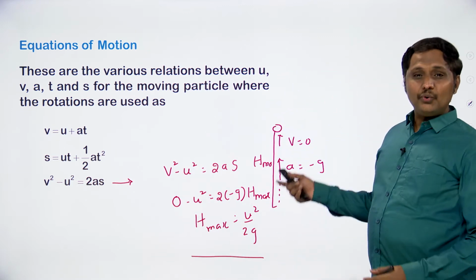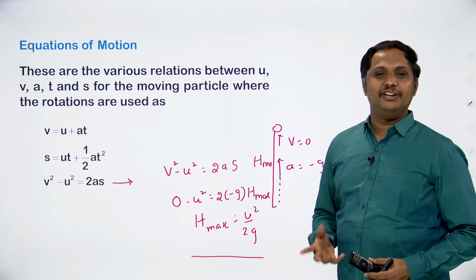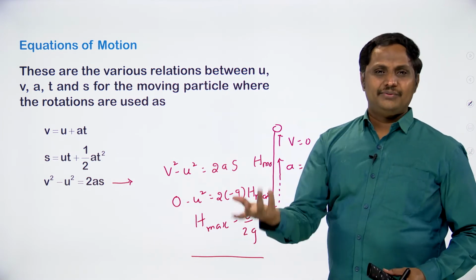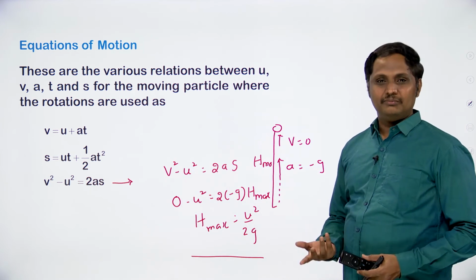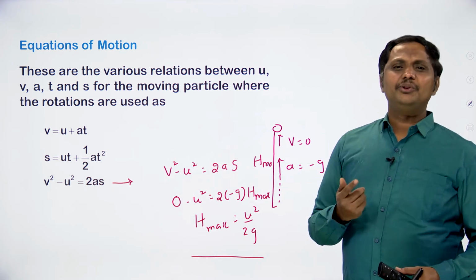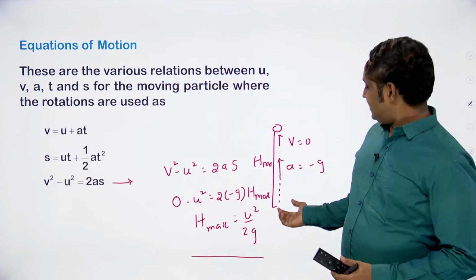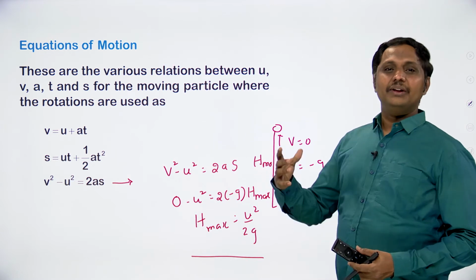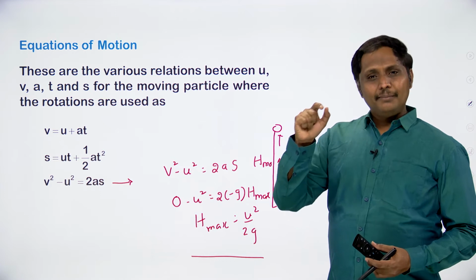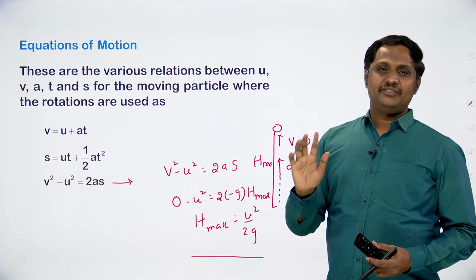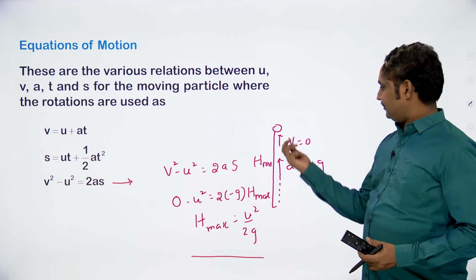We would like to go for motion which is restricted to move along the vertical direction, that is along the y axis. We can confirm the motion along one direction. You can easily find the maximum height reached by the body when it has been projected. It is the height reached by the body where its final velocity, that is the terminal velocity, is going to be 0. It is very clear.